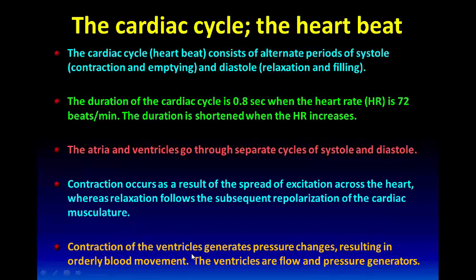Contraction of the ventricles generates pressure changes, and these pressure changes result in orderly movement of the blood. So the ventricles, the left and the right ventricles, are considered to be flow and pressure generators.